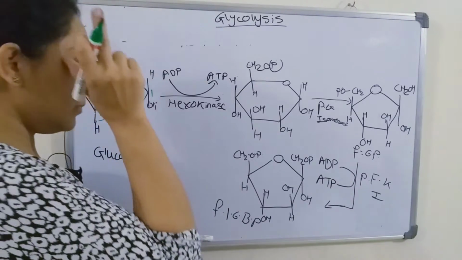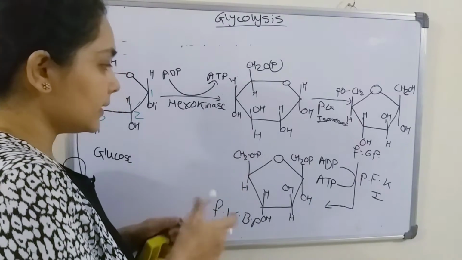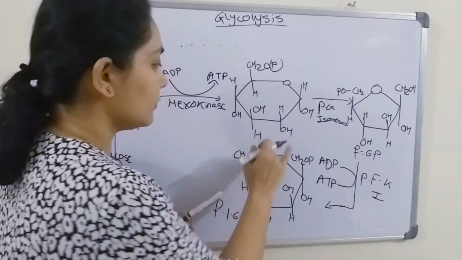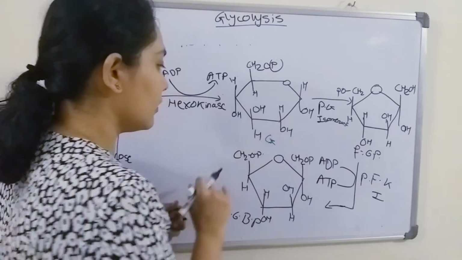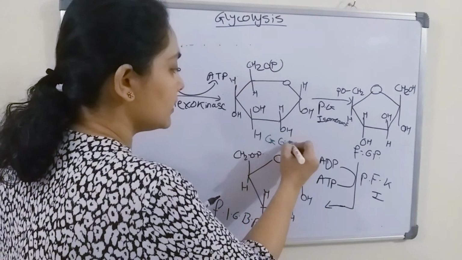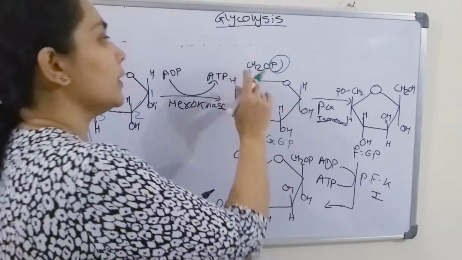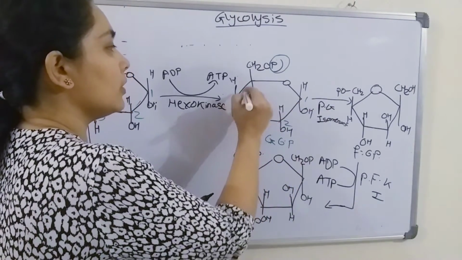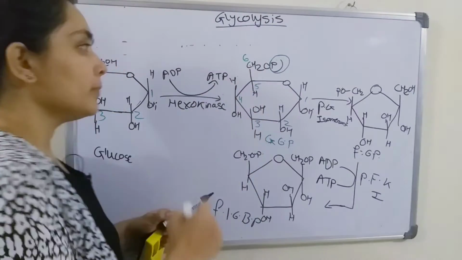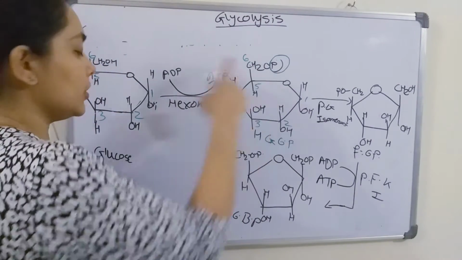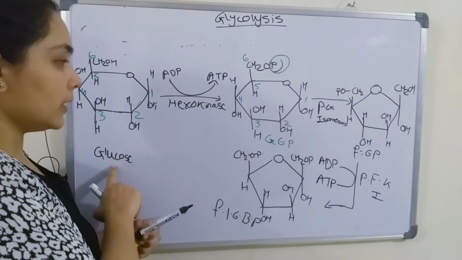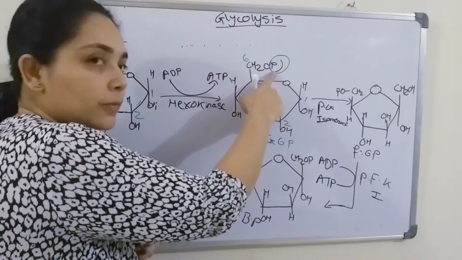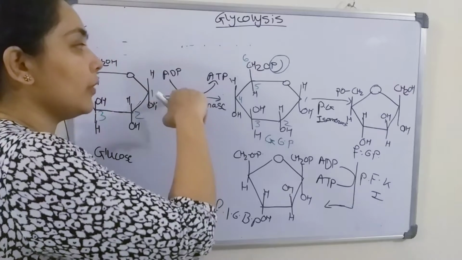Glucose will convert into glucose 6 phosphate. One phosphate group will attach at the 6th position. See, this first, second, third, fourth, fifth, and the 6th. One phosphate group will attach at the 6th position. So the product formed from the glucose is glucose 6 phosphate, right? As one phosphate group is attached here, definitely one molecule of ATP will be utilized.